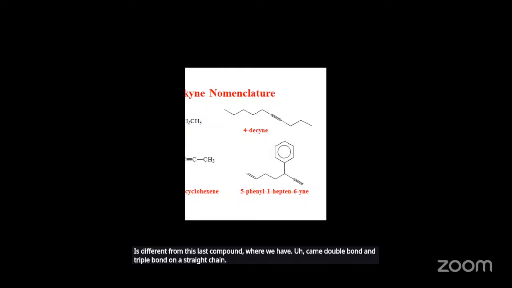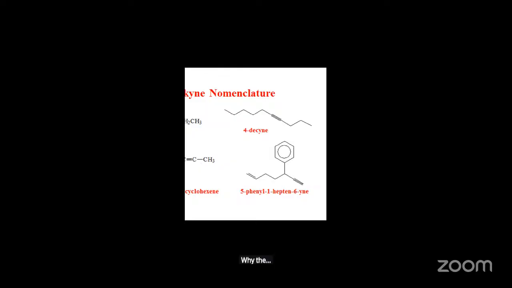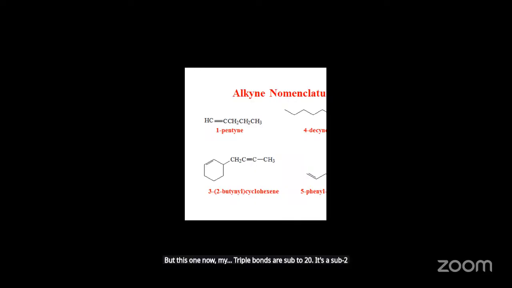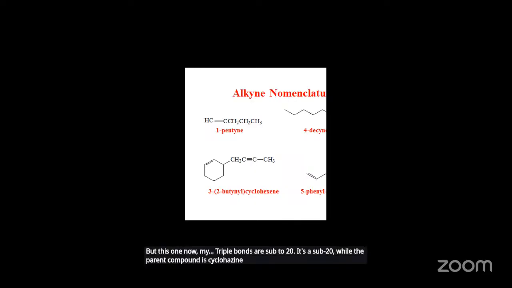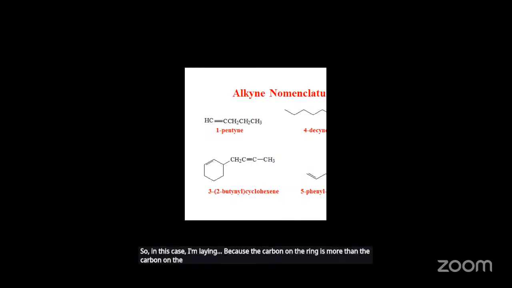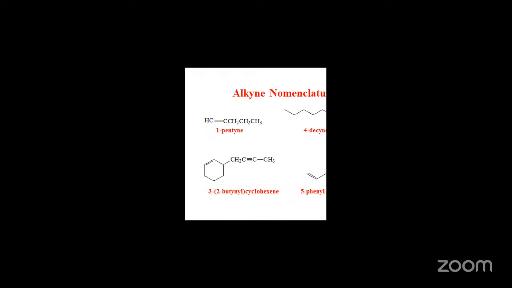Phenyl is a substituent. But in this one, my triple bond section is the substituent, while the parent compound is cyclohexane. They are two different things. So in this case, I'm naming it this way because the carbon on the ring is more than the carbon on the straight chain. That is why my straight chain becomes a substituent.